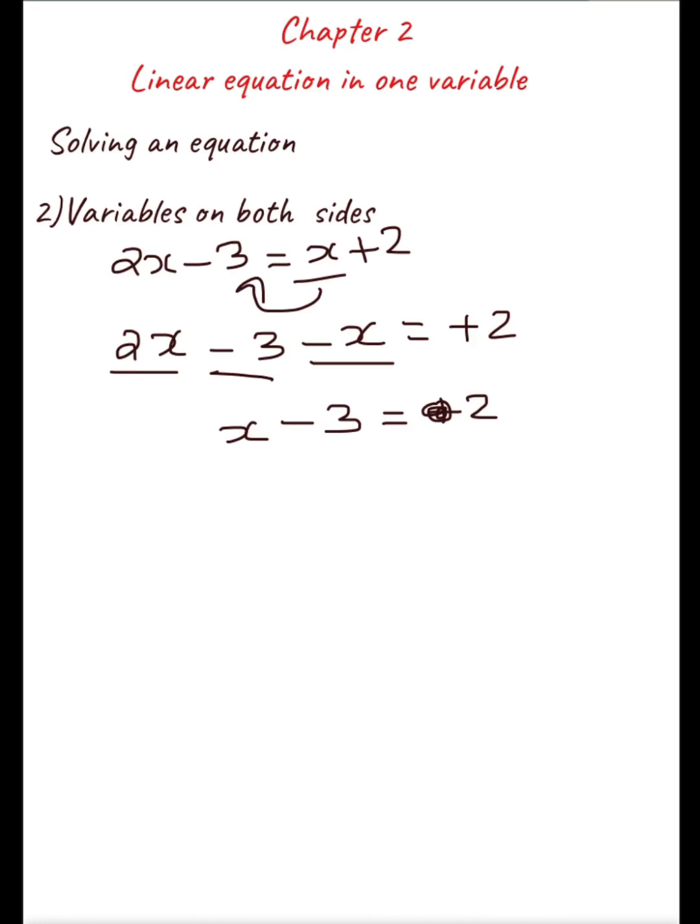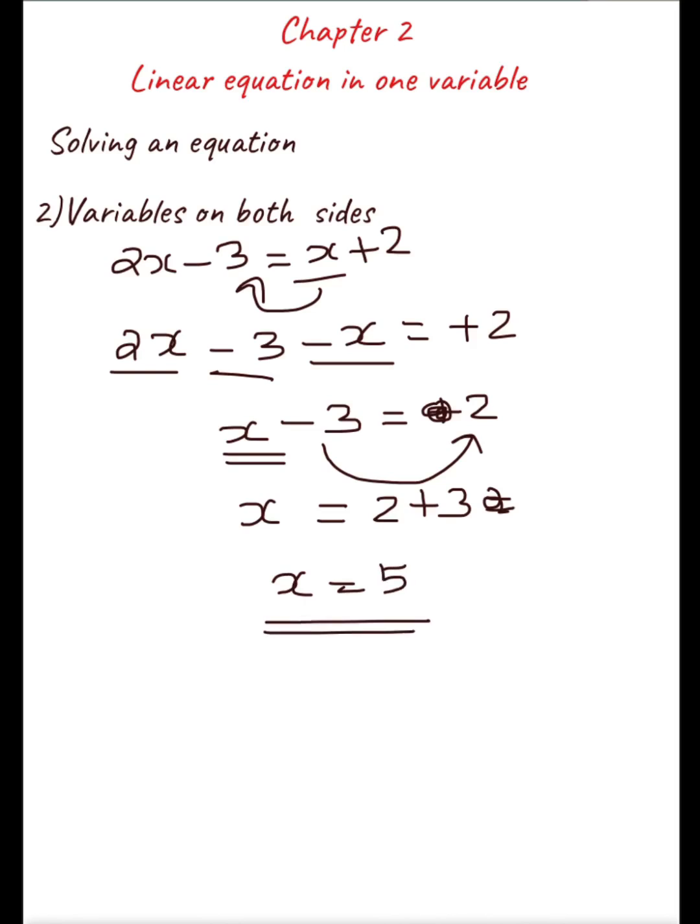Now you have to get the variable alone on one side, so let's keep the variable here. Now you have to transfer this minus 3 to the other side. When minus 3 goes to the other side, what will it become? 2 is already here, and that minus 3 will become plus 3. Our answer will be x equals 5.